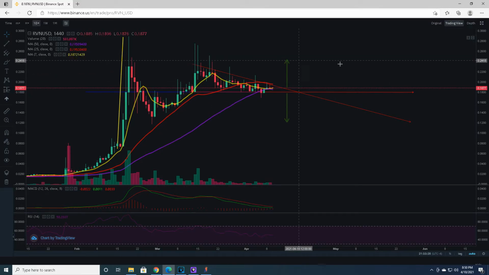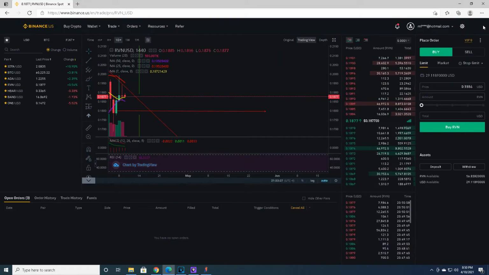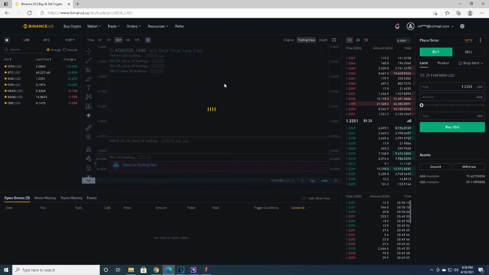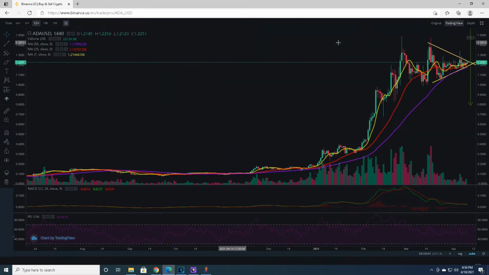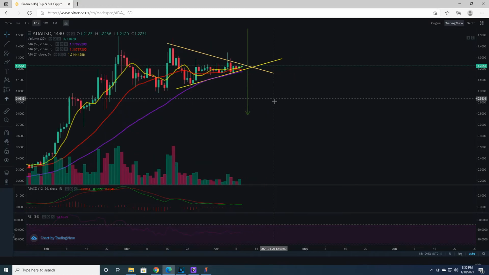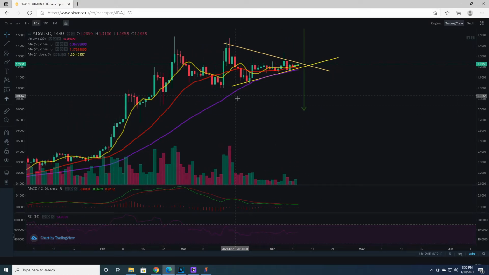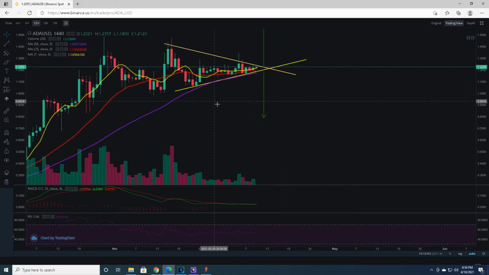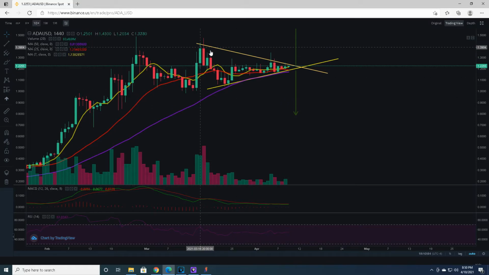Last one, guys. We have ascending, descending, and now we are going to go into symmetrical. So this is a symmetrical triangle from ADA. I did this ADA video yesterday and was talking about this triangle, that a breakout is imminent. The reason is that we've got super low volume, super low MACD. It can't continue this way that long.